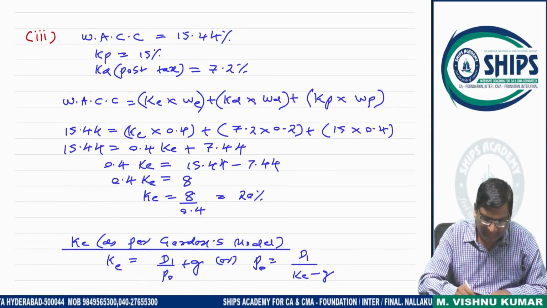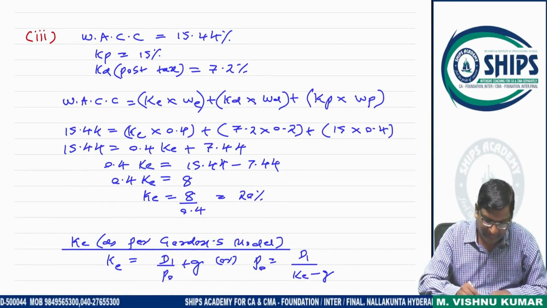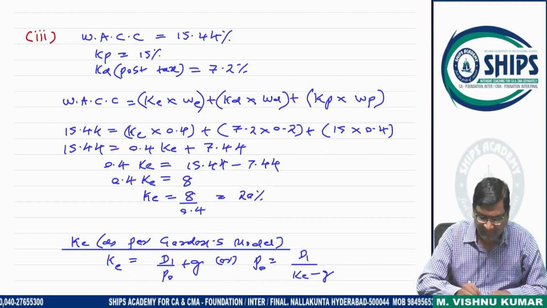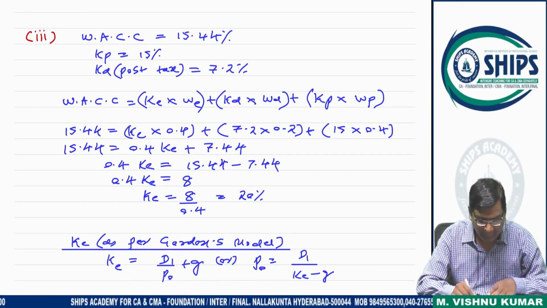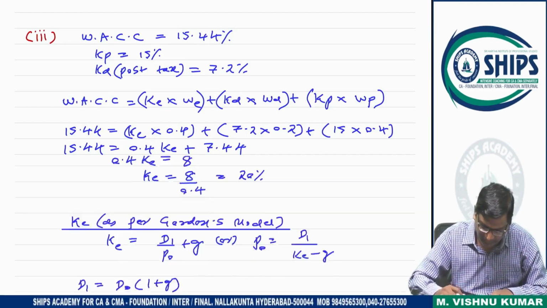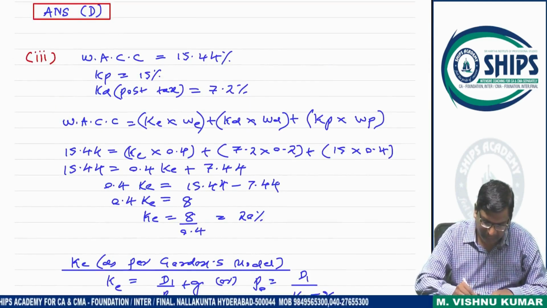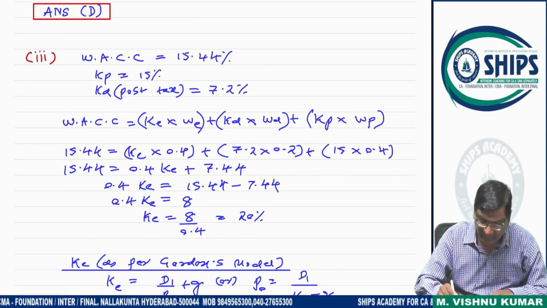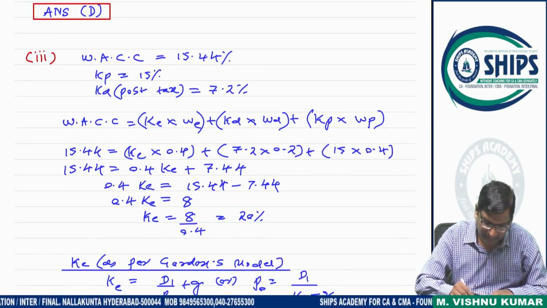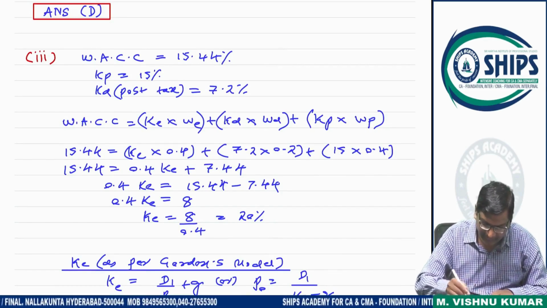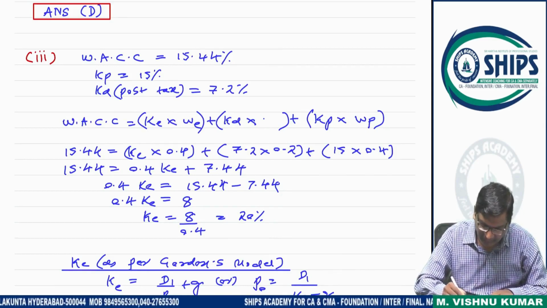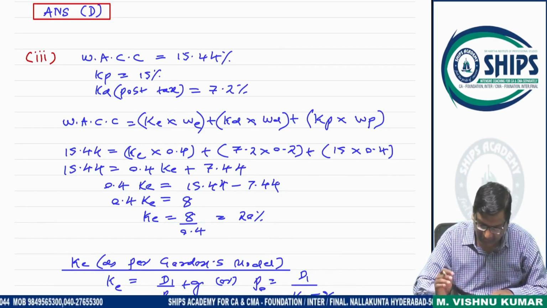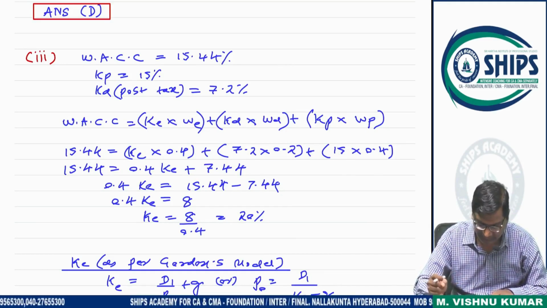So weighted average cost of capital is 15.44. Cost of preference share is 15. Cost of debenture post-tax: the tax benefit will come in debentures only, so here you should use post-tax, which is already given as 7.2. So the WACC formula is cost of equity into weight of equity, cost of debenture into weight of debenture, cost of preference share into weight of preference share. This is 15.44. Out of the entire capital structure, weight of equity is 40%, weight of debenture is 20%, weight of preference share is 40%. So 40, 20, 40.